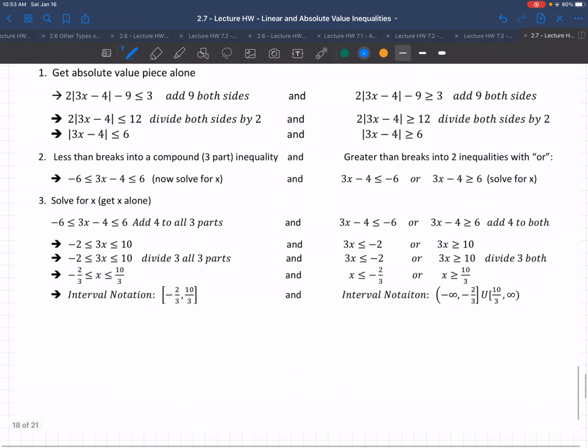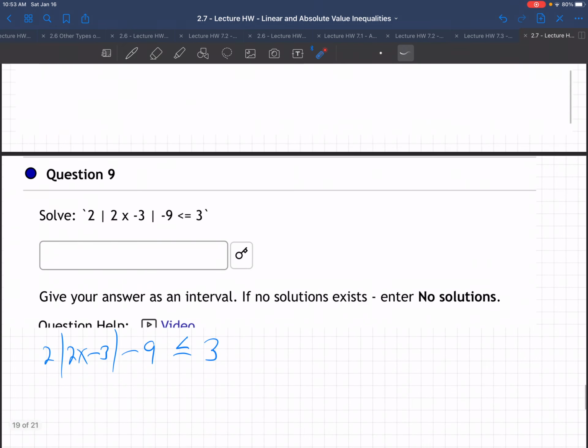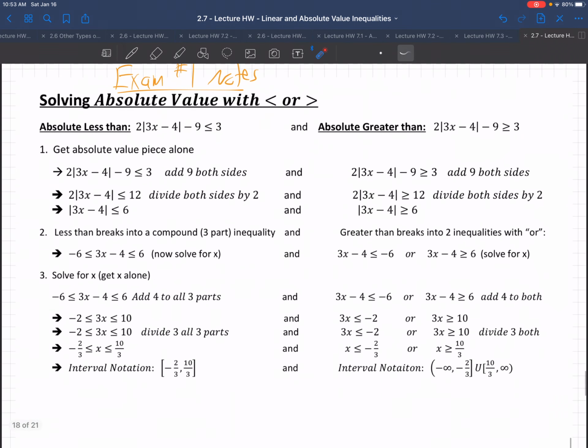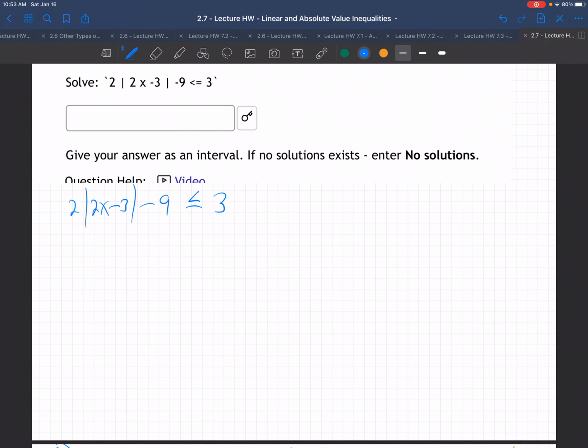Well, if you go back to the notes, I made the exam number 1 notes for you. If you look here, you'll see absolute value less, absolute value greater. What do we have? We have absolute value less, so less than or equal. So we want this side. So what do we do first? Get the absolute value piece alone. So do whatever it takes to get that thing alone. Okay, that's step number 1.